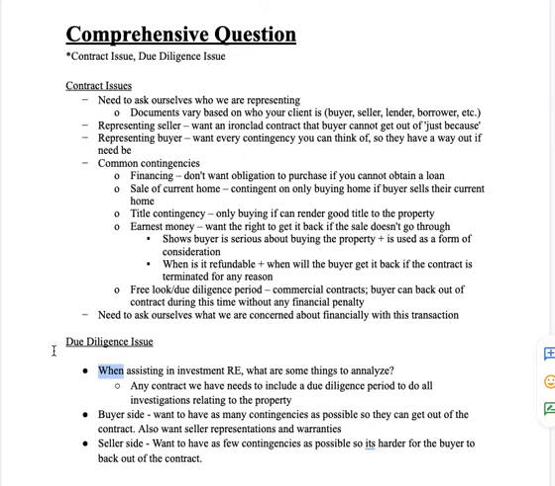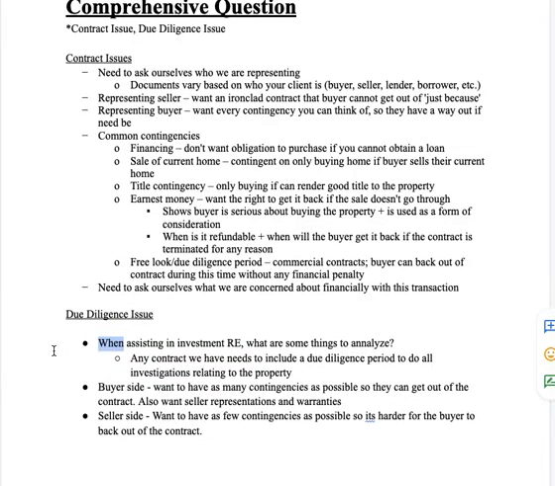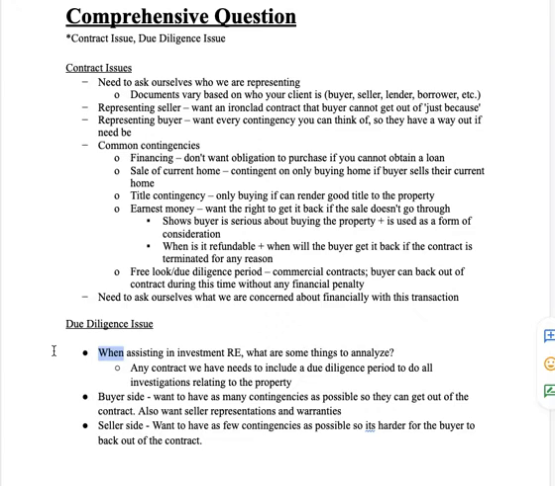For due diligence issues, when assisting in investment real estate, what are some things to analyze? Any contract we have needs to include a due diligence period to do all investigations related to the property. On the buyer side, you're going to have as many contingencies as possible so that they can get out of the contract if that comes up.